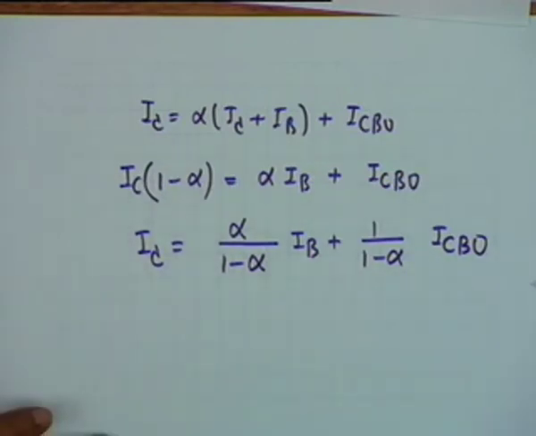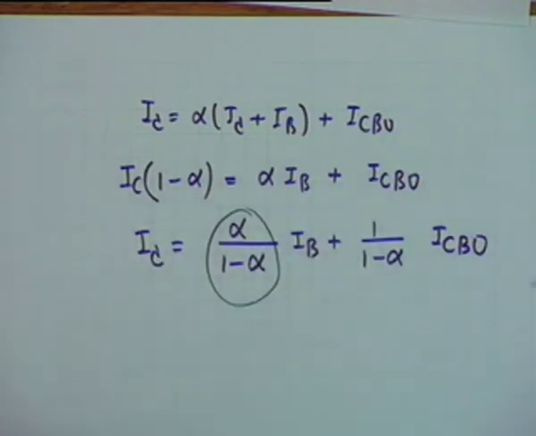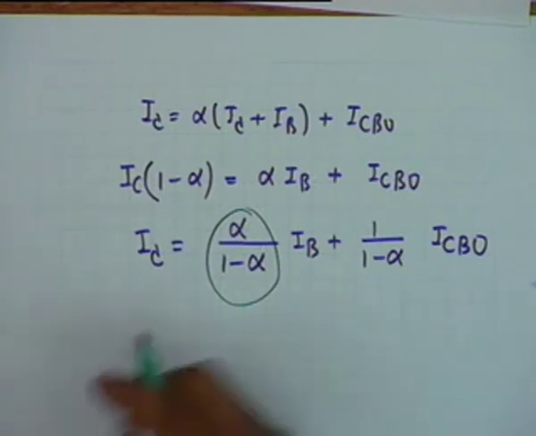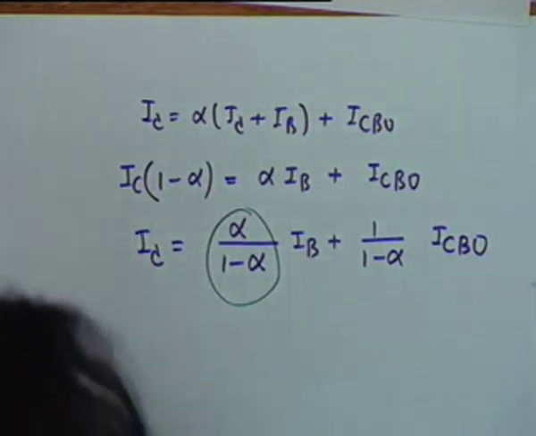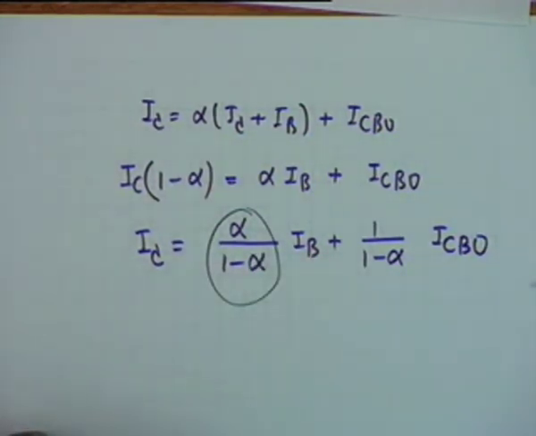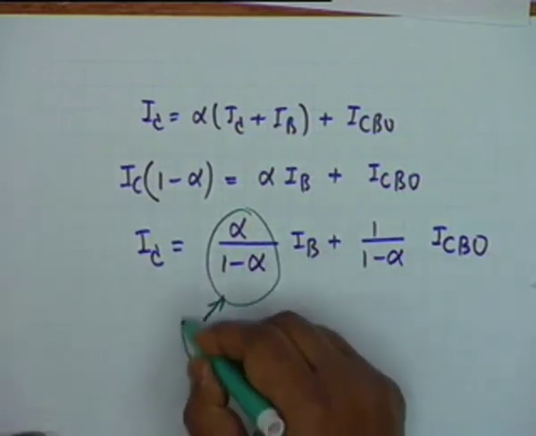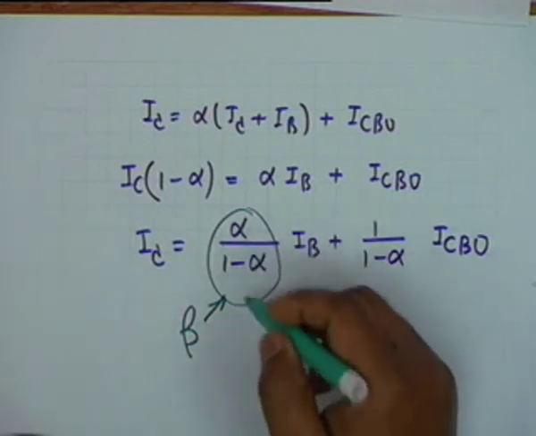All right. Look at this quantity, alpha by 1 minus alpha. If alpha is 0.99, what is the value of this? 99. Isn't that right? If alpha is 0.98, then 49. Okay. So it's very sensitive to small variations in alpha. This quantity is called beta. This quantity is named beta.